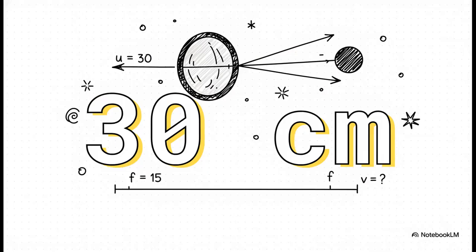Okay, let's try a quick example to see how this works. Say you put an object 30 centimeters away from a lens, and you know that lens has a 15 centimeter focal length. So where's the image going to form? Well, we just plug U equals 30 and F equals 15 into our formula. You do a little bit of algebra, and what do you know? V, the image distance, also comes out to be 30 centimeters. It's simple, it's powerful, and it just works.